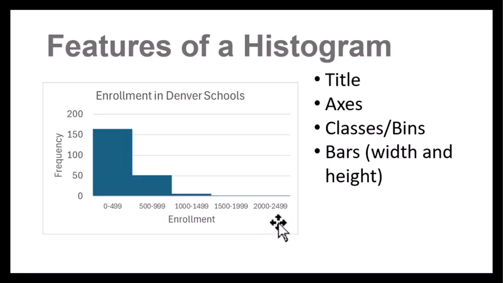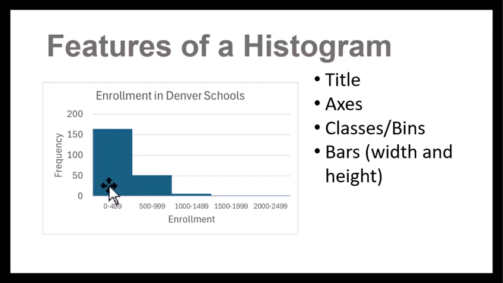So each school, their enrollment number is placed into one of these classes, and then we are counting how many schools fall into each of those ranges. And that information is what's displayed on the vertical axis. So here this is labeled with frequency. It's going from 0 up to 200. And so in the graph, we have these bars.